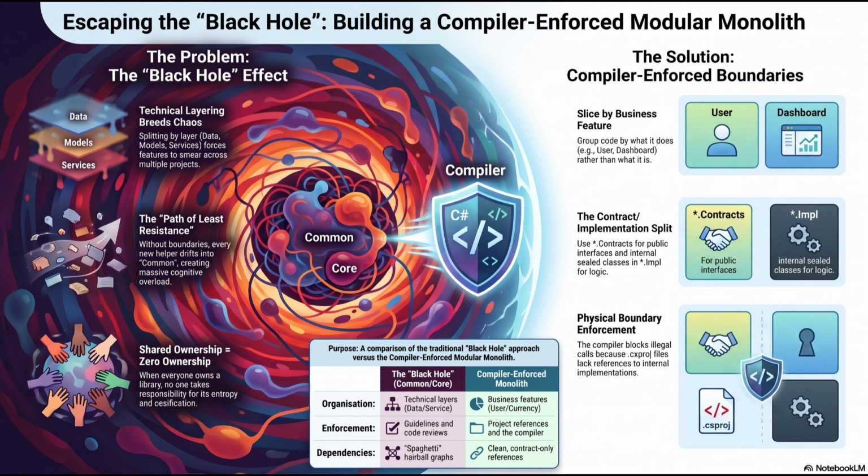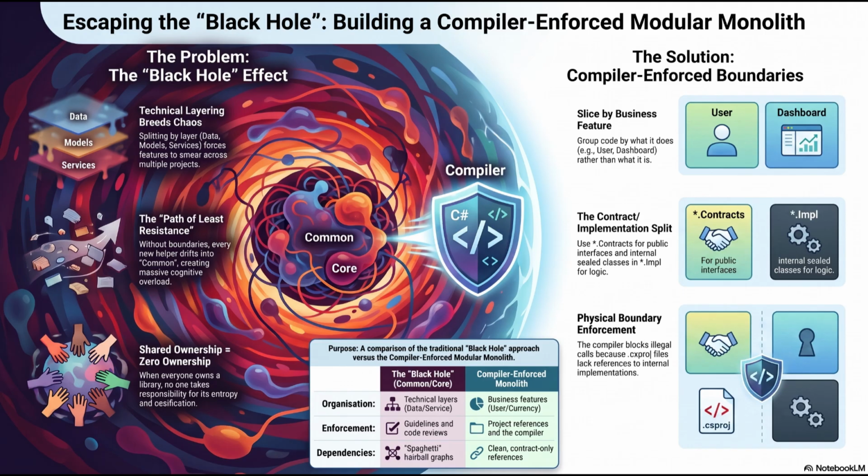A boundary requires discipline exactly once when you set up the project structure. From that point on, the machine enforces the rules for you. The author has basically created a compiler-enforced modular monolith. Yeah. The project structure and the compiler act as unyielding architectural guardrails.